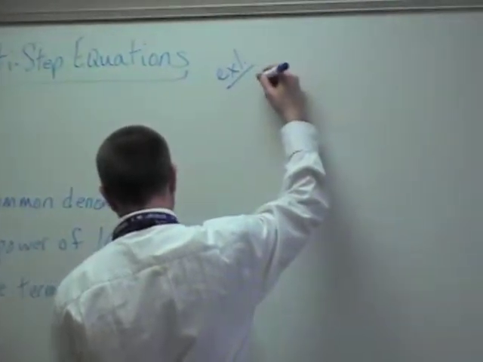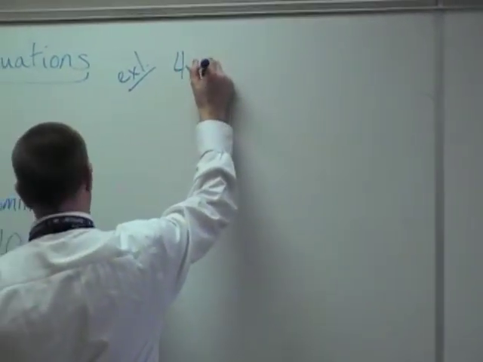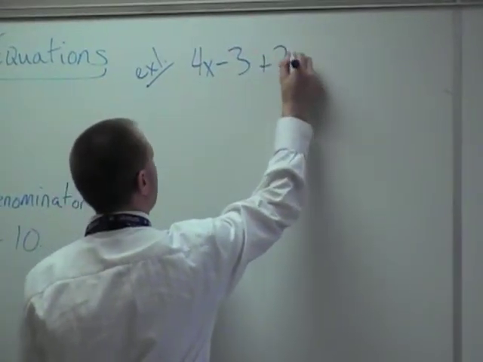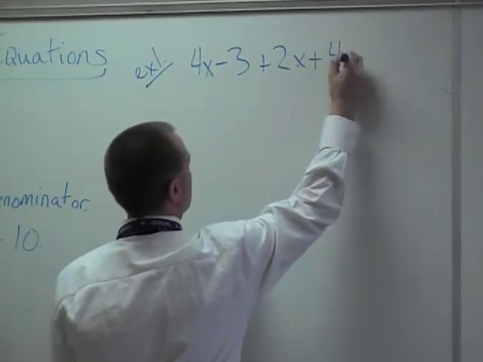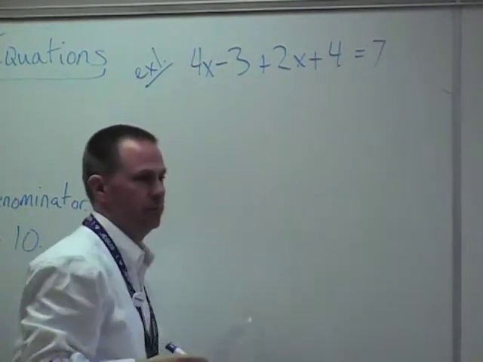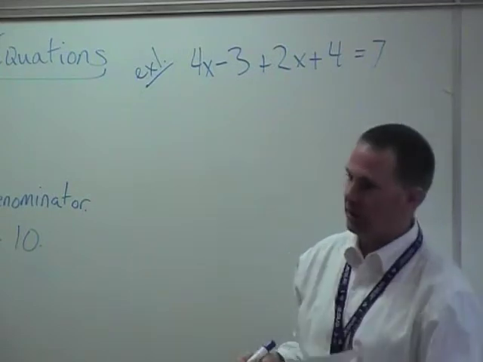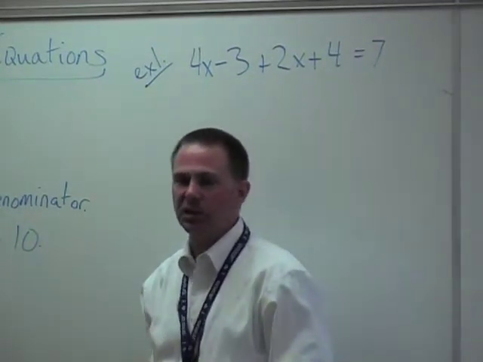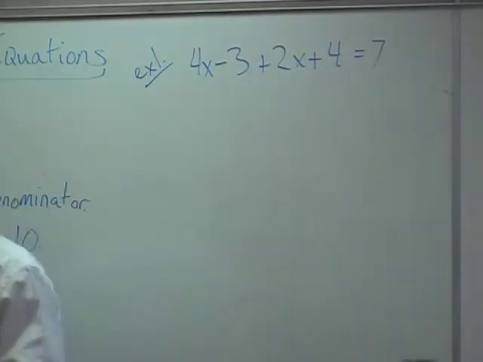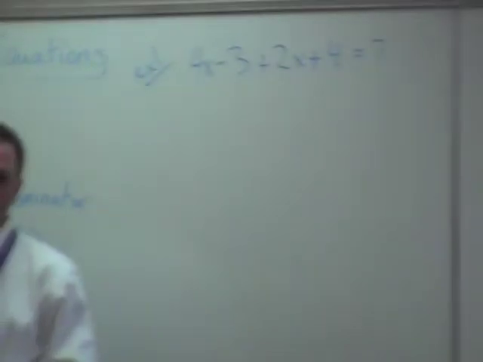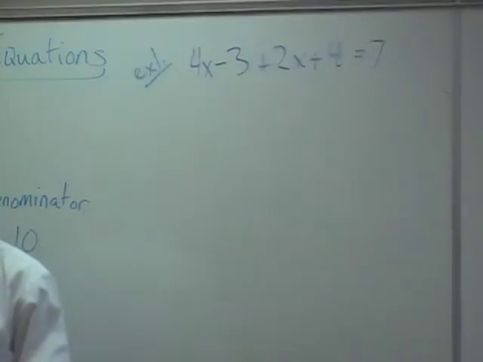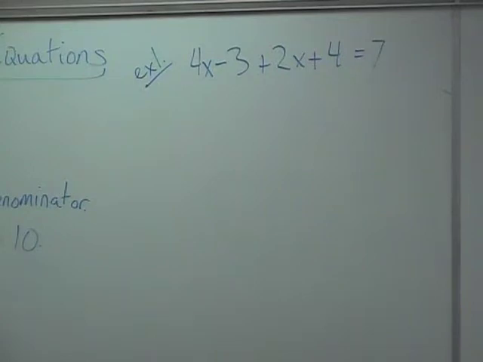Example 1. 4x minus 3 plus 2x plus 4 equals 7. Again, look at each side of the equal sign and simplify each side first before we start to solve. Everybody do that, just like yesterday. Not any different than what we did yesterday.